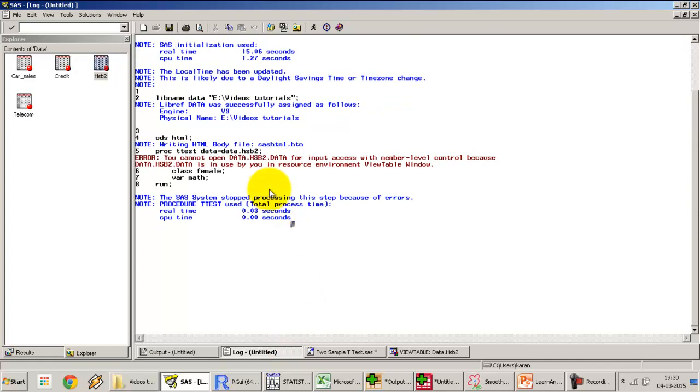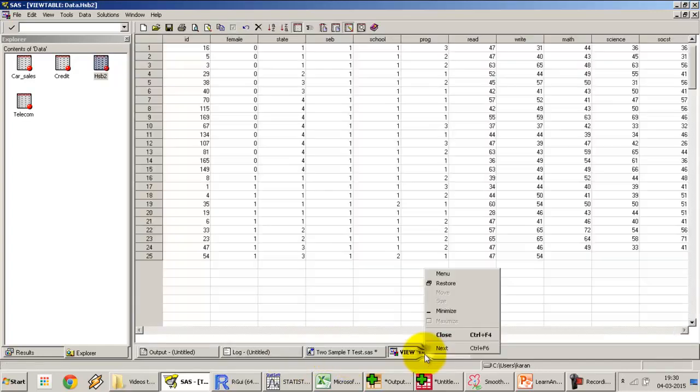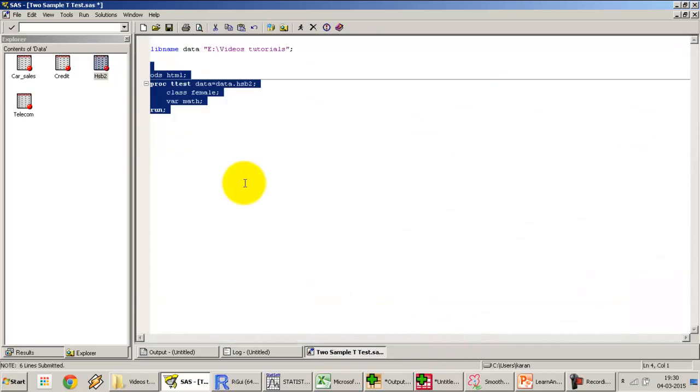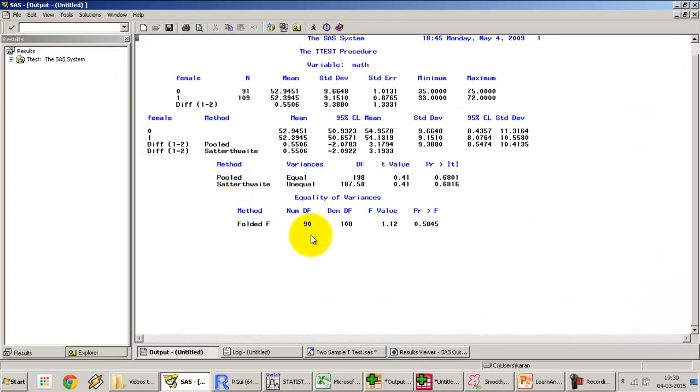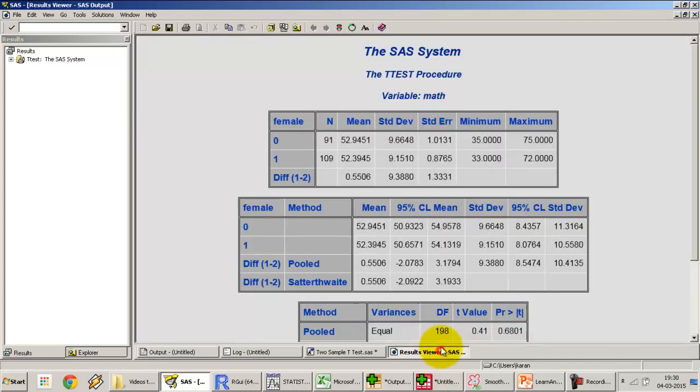Or why did I get my result? Okay, I've opened the dataset, it is already open, so my bad. Let me close this dataset and run it again. And there we get the result.